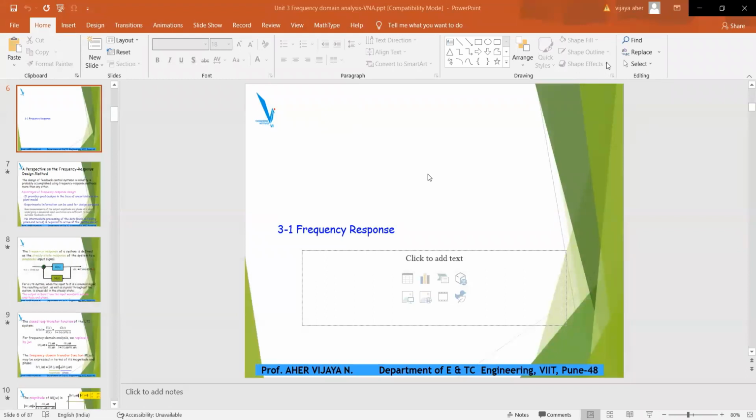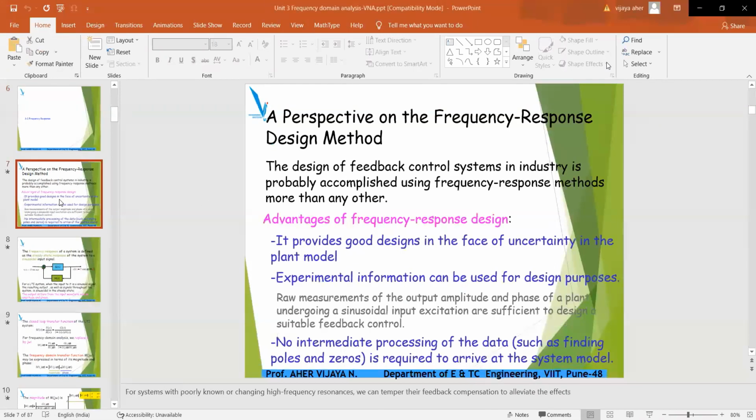So, recap of last lecture. Revise the content you have learned in the last lecture. Students, in the last lecture you have studied the advantages of frequency response design. You have to remember all these points.